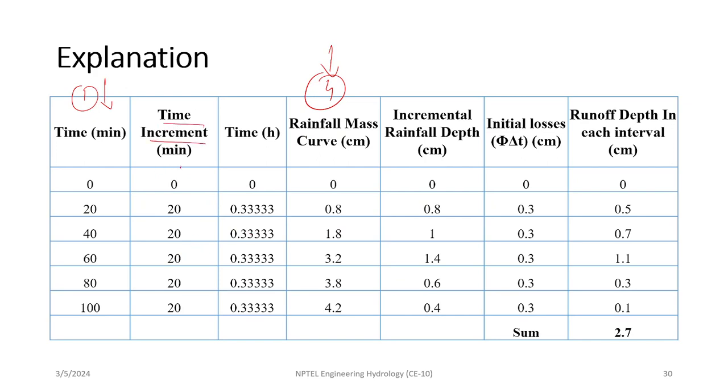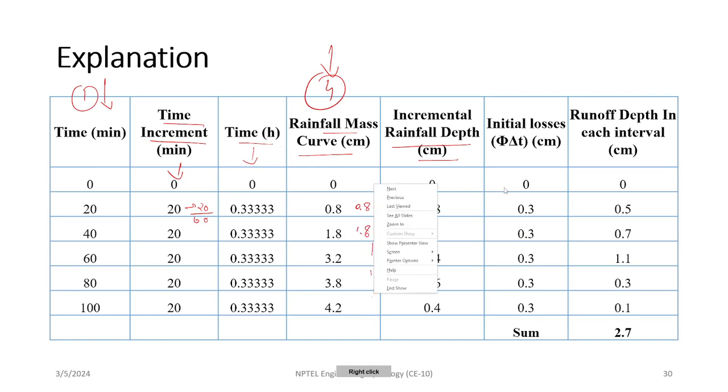Again, we are computing the time increment, so it comes to 20 minutes for each interval. Then we compute the time in hours also, by simply dividing 20 by 60. Then we already have the rainfall mass curve data, so we first compute the incremental rainfall depth by subtracting: 0.8 minus 0, 1.8 minus 0.8, and so on.